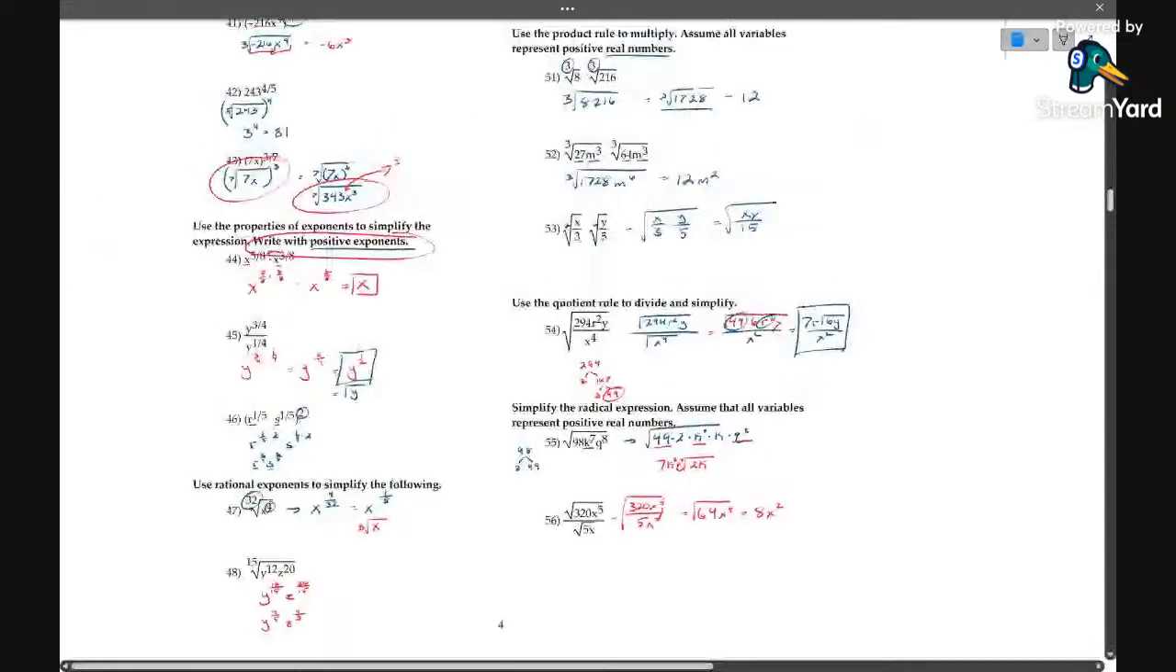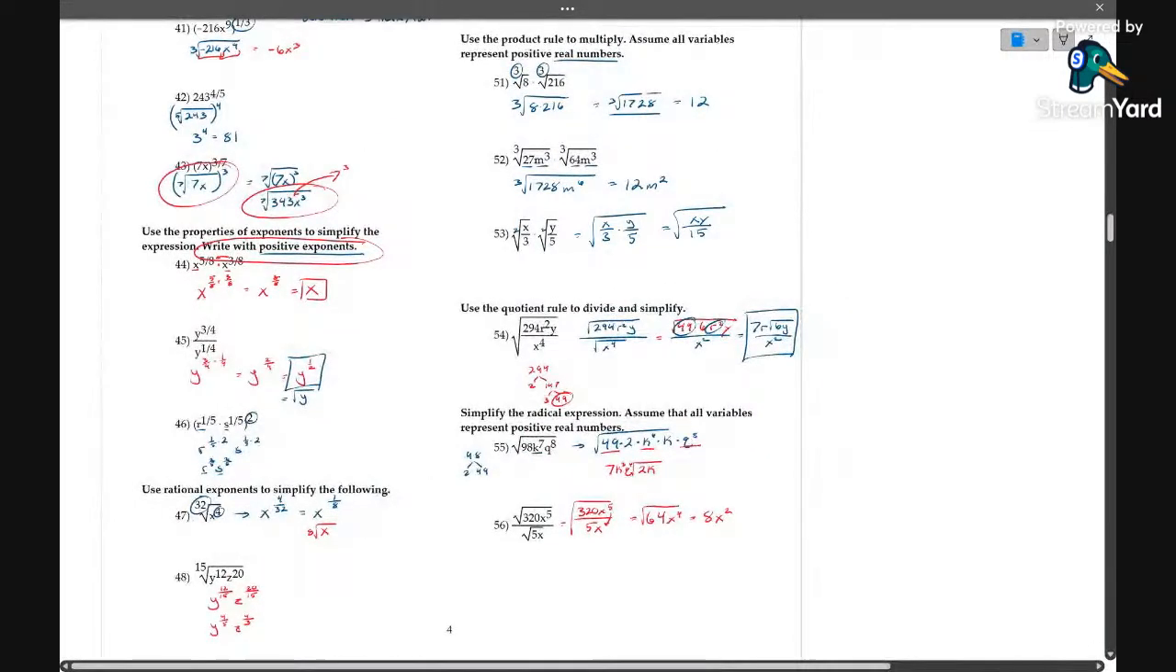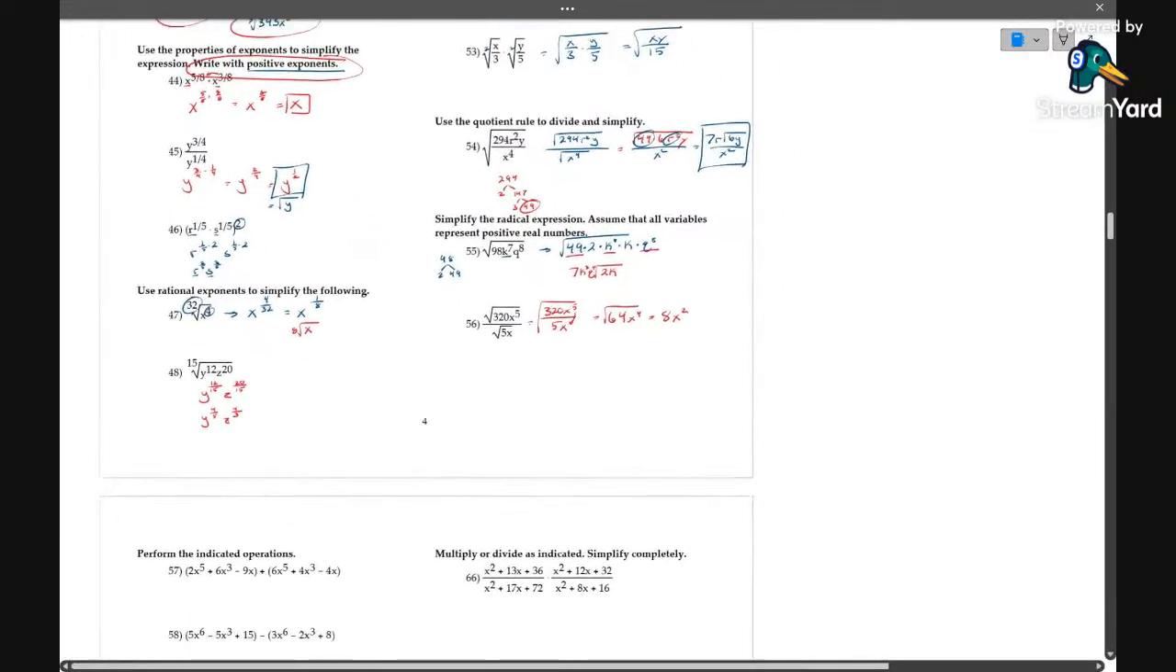All right. Another page down. Questions, comments, concerns? Cool. All right.